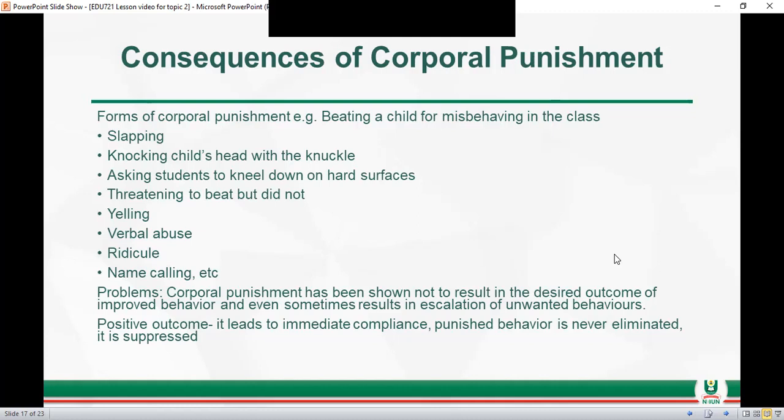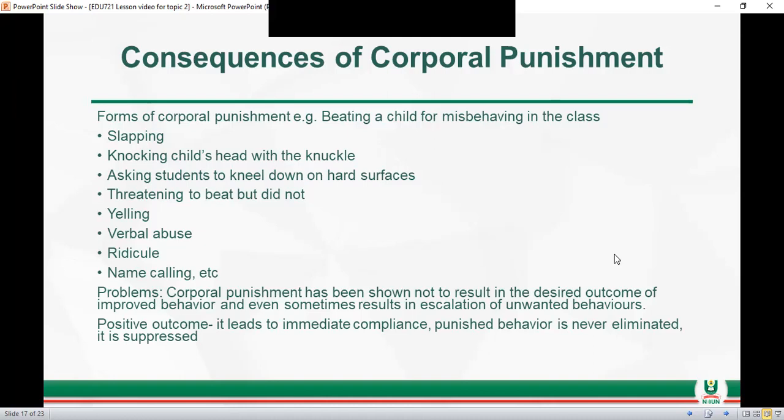The only positive outcome of corporal punishment is that it leads to immediate compliance. Immediate, so that's all. Immediate in the sense that if you are beating a child, the child will only comply because you are beating that child at that moment. That's why they say it leads to immediate compliance. Although temporarily, that compliance is temporary.